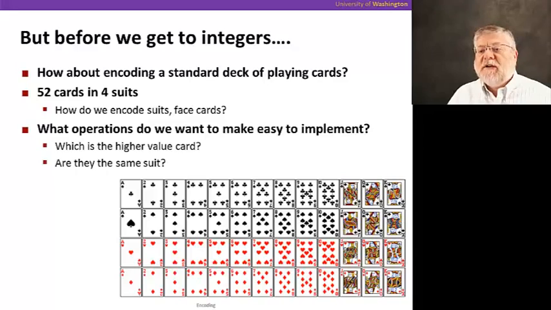Well, we could start by thinking about the operations we want to be able to do on the card. So we probably want to be able to tell if a card is higher than another or if they're the same suit. That might help us think about the kind of encoding we have. Let's take a look at some examples.